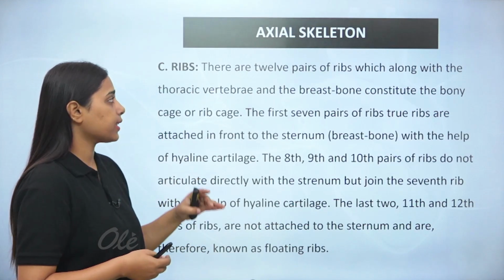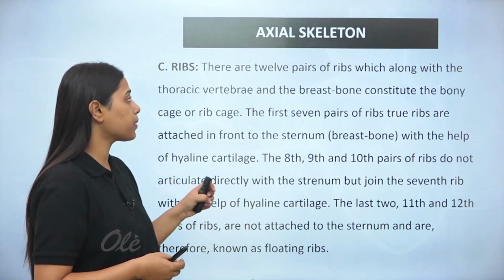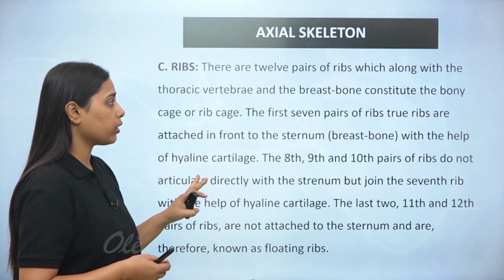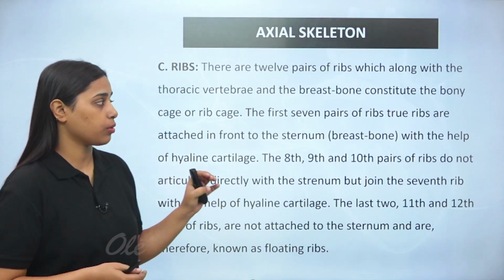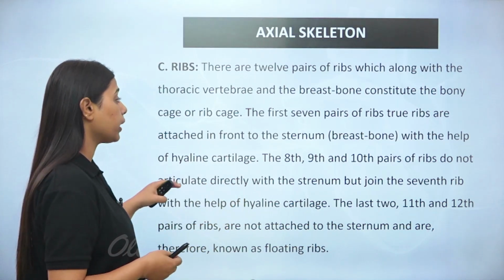Then in the axial skeleton, the next part after this is the ribs. So there are 12 pairs of ribs which, along with the thoracic vertebrae and the breastbone, constitute the bony cage or the rib cage.